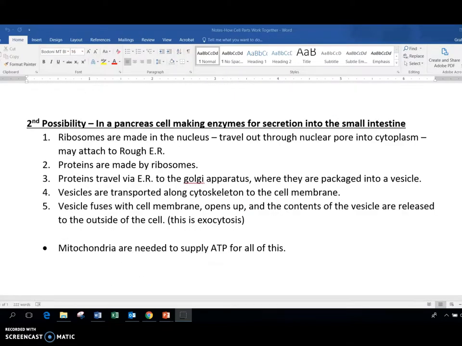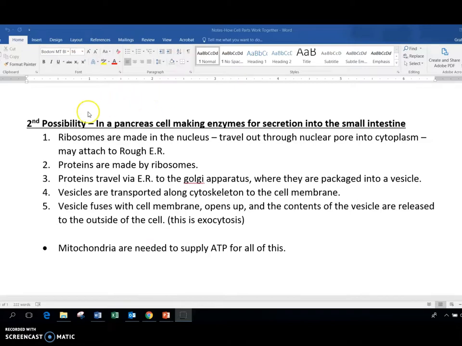So if you remember the digestive system, the pancreas secretes digestive enzymes into the small intestine to digest food that's going through the small intestine. So let's say we're inside of a cell that's in the pancreas that makes those enzymes. Now these enzymes need to get secreted or squirted out of the cell, released from the cell into the small intestine. So they're not going to digest anything inside the cell itself. So we've got a whole series of different cell parts that are going to be involved.